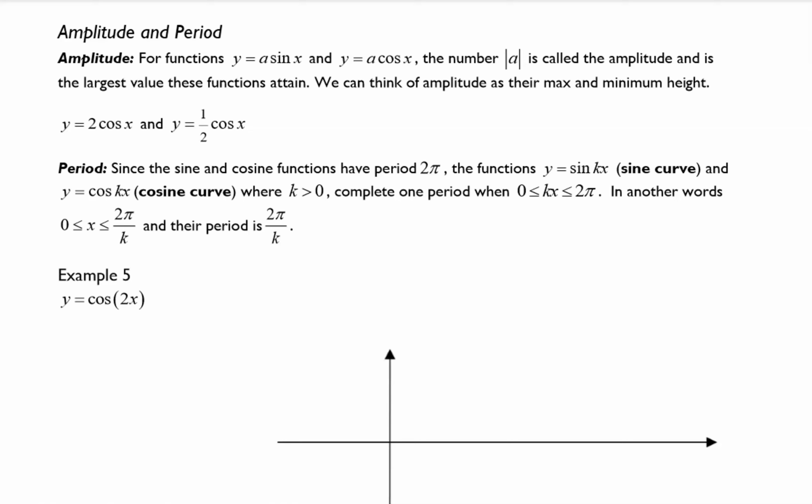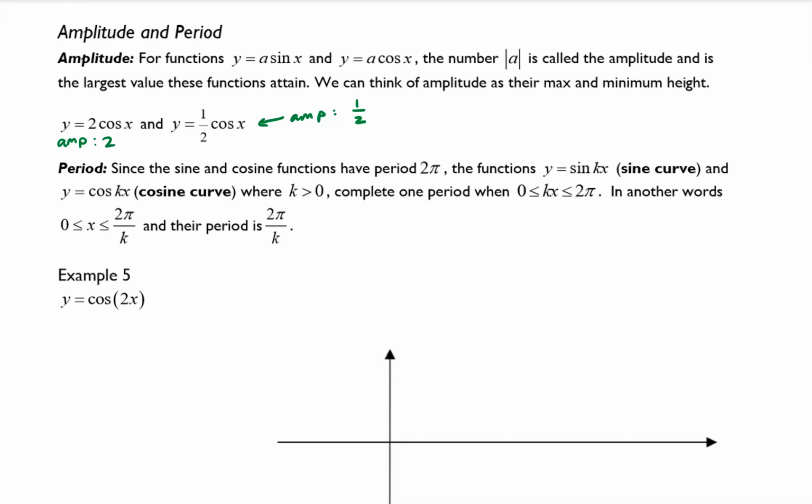So we can, for example, look at y equals 2 times cosine of x and y equals 1/2 times cosine of x. In this example, the amplitude would be 2, and in this example, the amplitude would be 1/2. Now let's talk about period.